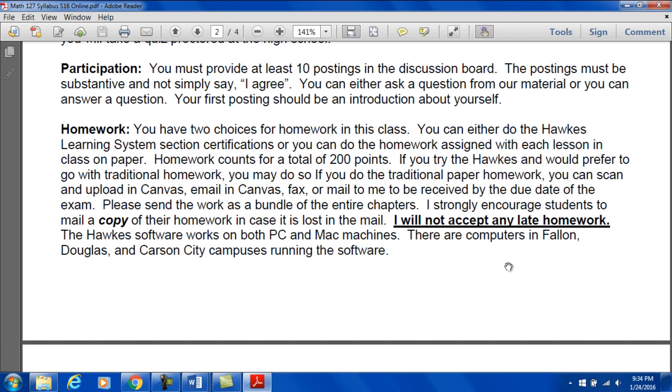Okay, you can mail it in. That's going to take longer, though. I am at the Carson campus, so I try to update all of the addresses in here to say the Carson address, but make sure it's Carson, not Fallon. I don't teach at the Fallon campus anymore. So the Hawk software works on both PC and Mac machines. There are computers in Fallon, Douglas, and the Carson campuses.